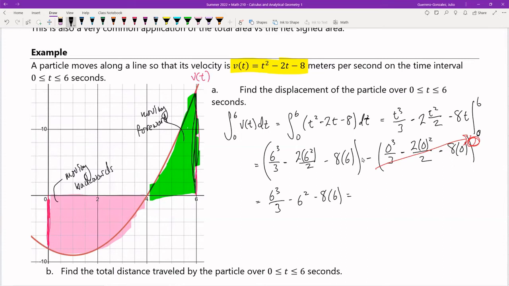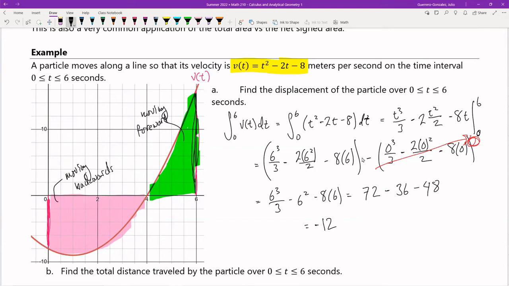Okay, and if we put that in our handy dandy calculator, we get something. 6 cubed divided by 3, so this is going to be 72 minus 36 minus 48, negative 12, right? Okay, so what did we do here?